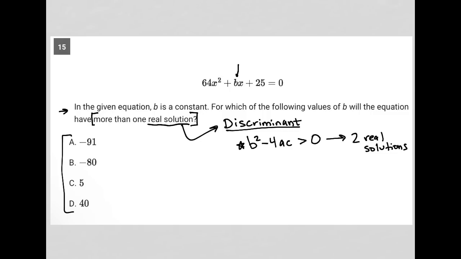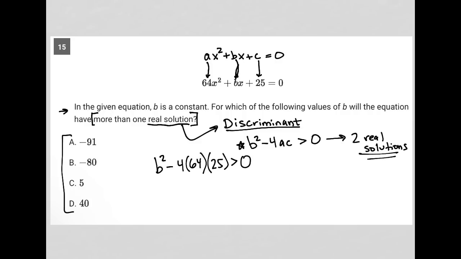So I don't know what b is, that's what I'm trying to find, so I'm going to keep this as b squared. I do know that a is 64. How do I know that? Well, because a quadratic equation is of this format, of this structure, and I'm just matching these things up. A is 64, b is itself, c is 25. So negative 4 times a, 64 times c, 25. And again, I want that to be greater than 0 in order for me to have more than one real solution. So let's open up the calculator.